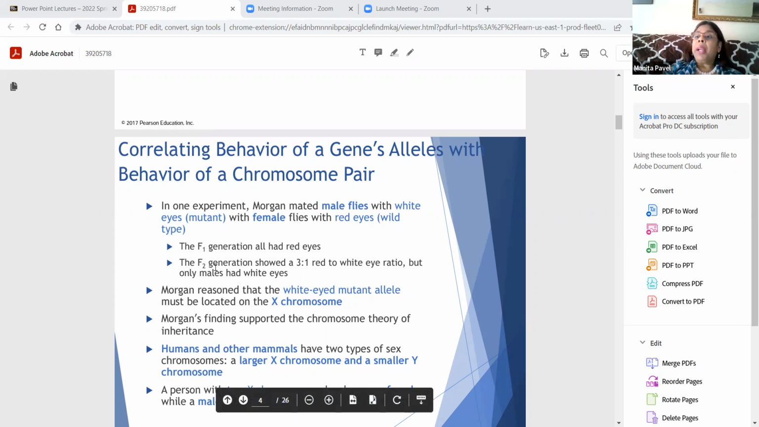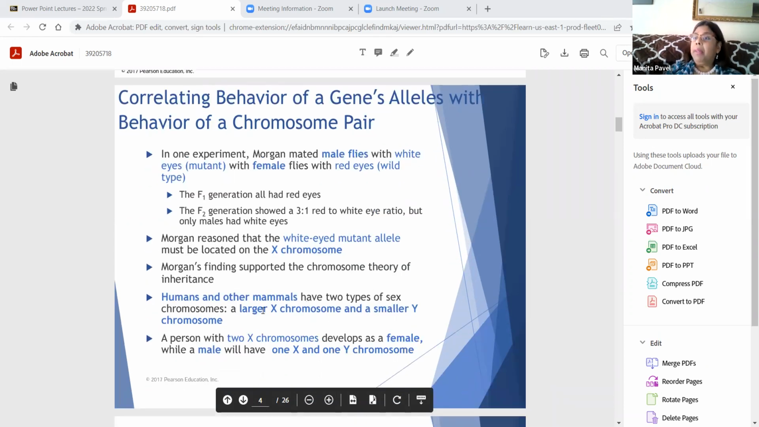But those who had the white eyes were only the males. The females had the normal, wild-type red eyes. So Morgan reasoned that the white-eyed mutant allele had to be located on the X chromosome. The males that carried the mutant white-eyed color had it on account of the X chromosome. So Morgan's finding supported the chromosome theory of inheritance.